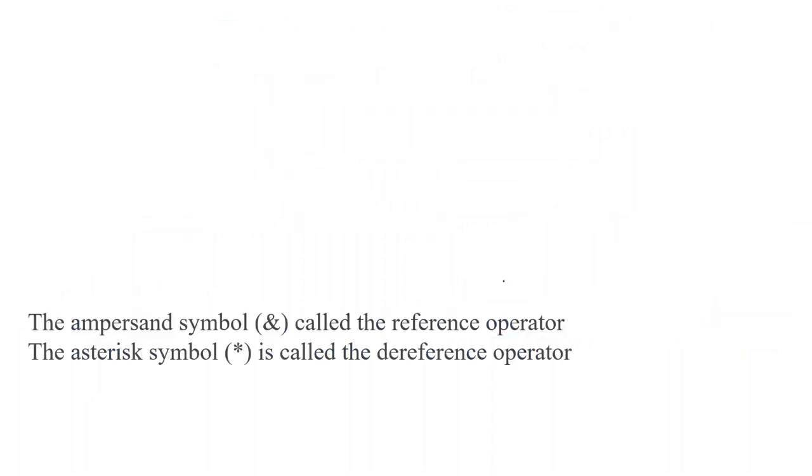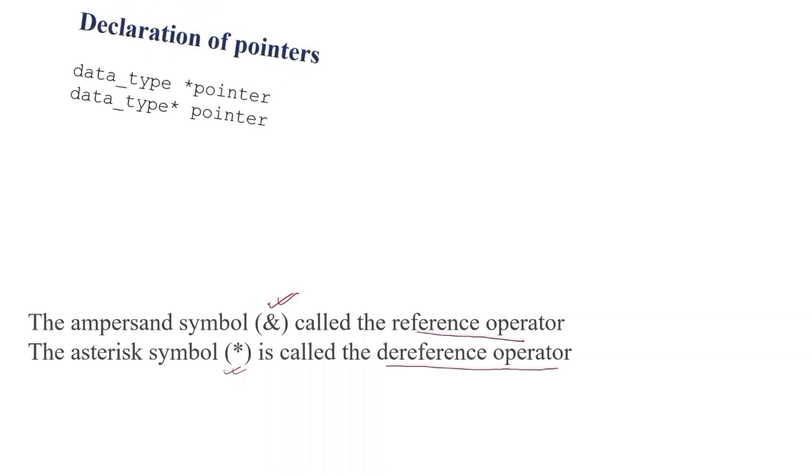Now let's see this. There are two symbols used in pointers. First is the ampersand symbol, which is called the reference operator, and the asterisk symbol, which is called the dereference operator. The use of these we will see in further videos.